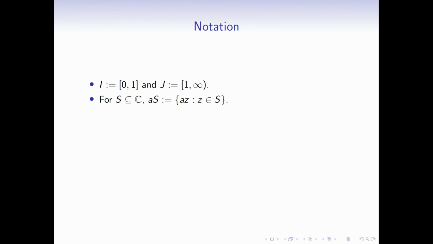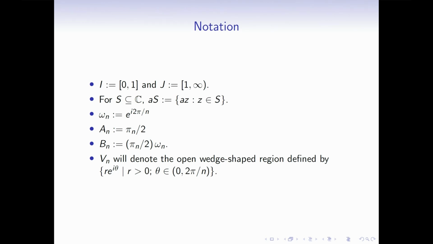Okay, so some notation. I is going to be the interval 0 to 1. J is going to be the interval 1 to infinity. And for any subset S of the complex plane, a times S is going to be the set of all points of the form a times z, where z varies in S. Omega n is going to be e to the i 2 pi over n, that's a specific nth root of unity. And a_n is the value where f_n takes the value 1. So that's a generalization of pi over 2. Sine pi over 2 is 1, right? Sine n pi over 2 is 1, right?